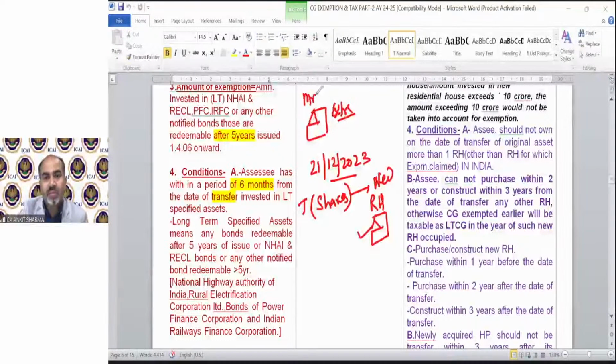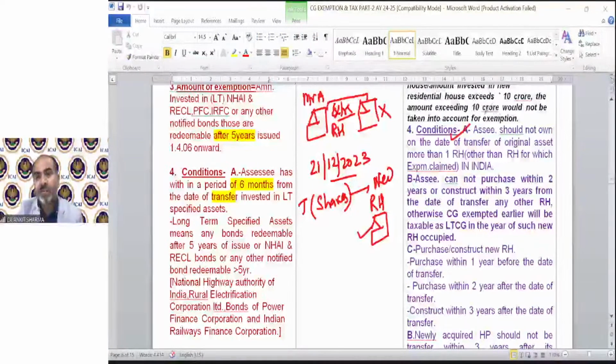So Mr. A, suppose, has one residential house already, and now he is transferring shares to purchase a new residential house. This is allowed. Condition A says that at the time of transfer, you can have one extra house, except the one for which you are going to claim the exemption. Suppose Mr. A has two residential houses at the time of transfer and needs to purchase another residential house after transferring shares, then exemption cannot be claimed. There can be only one extra residential house for claiming exemption under section 54F. That was condition number A.